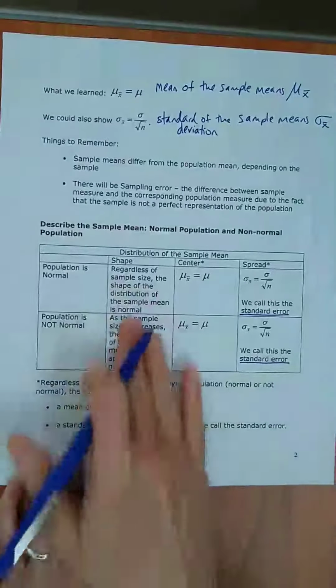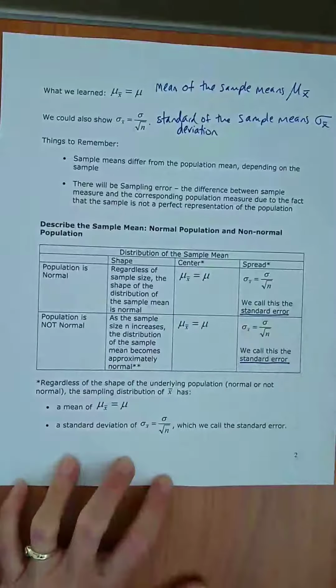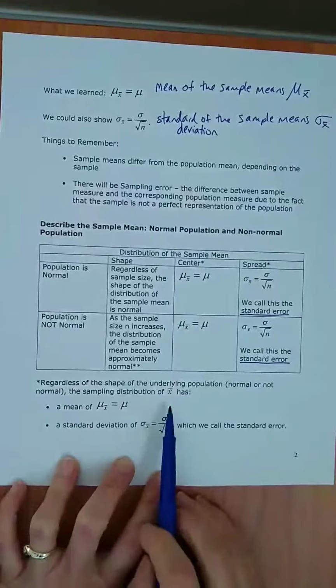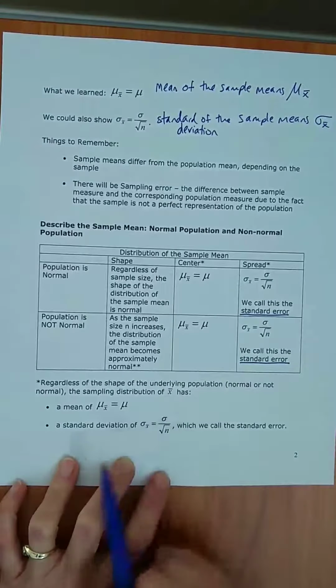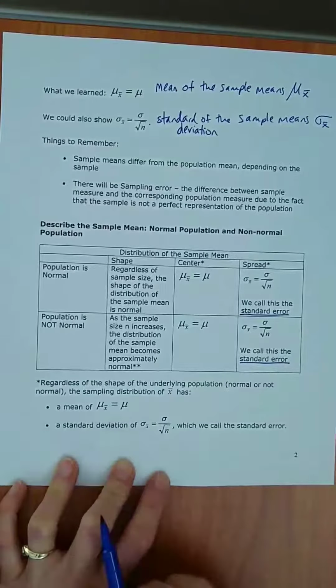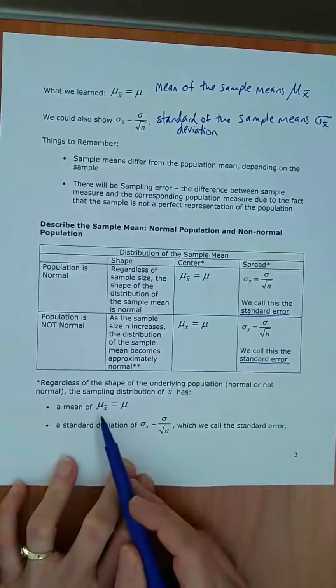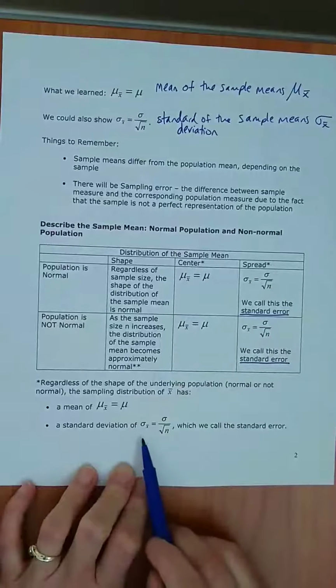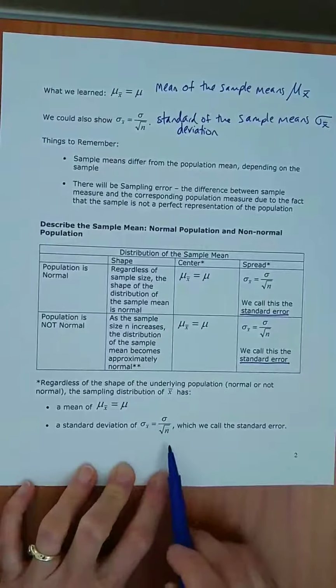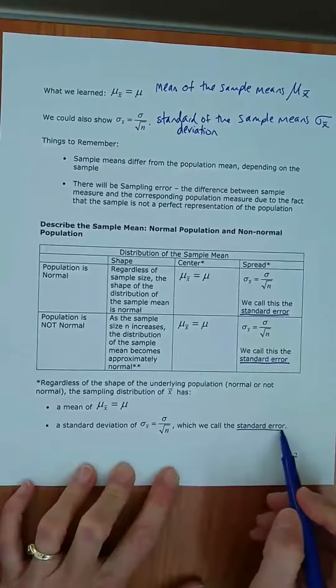So the shape might be a little different, but we're able to use the same formulas in both cases. Regardless of the shape of the underlying population, whether the whole population is normal or not normal, when you take all these little X bars for all your different samples and find their sample means, we know that these two things are going to be true. It's got a mean of mu sub X bar, which is the same as mu. It's got a standard deviation of sigma sub X bar, which is sigma over square root of n, and that we're going to call the standard error.